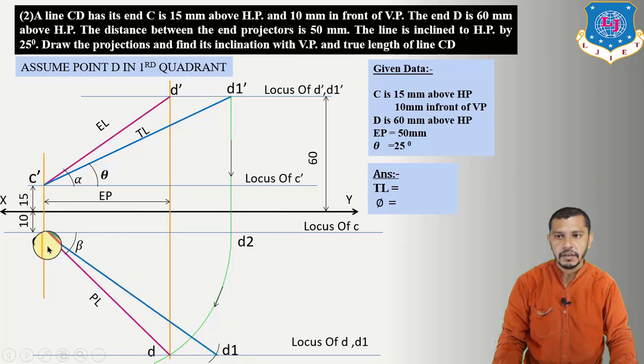Connecting D1 to C, we will get the true length which is inclined at angle of phi to the XY reference line. Now measure this true length, which is equal to 105 mm, and we have to find out the phi also. So measure this phi angle by using the protractor. We will get phi is equal to 50 degree. So this is our final answer.